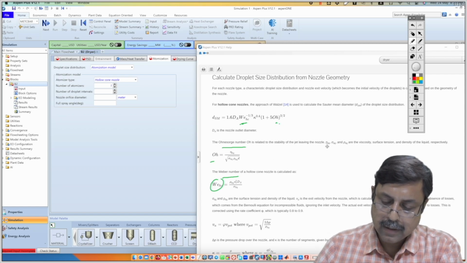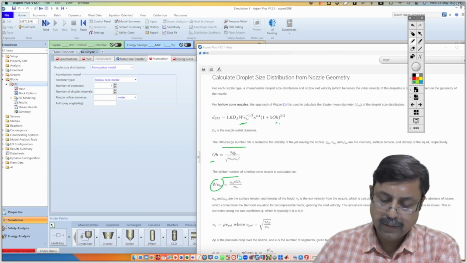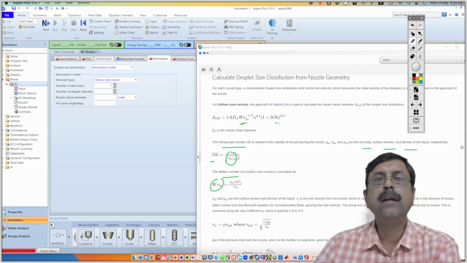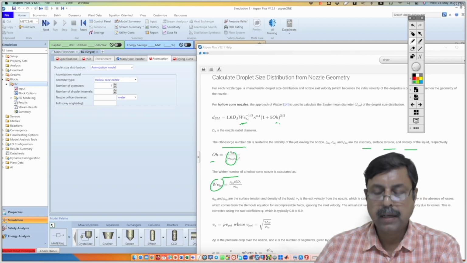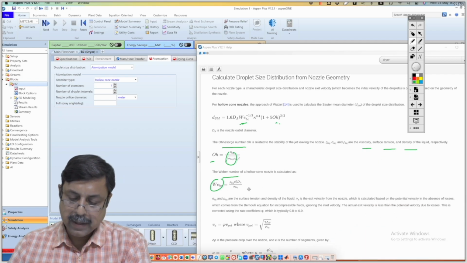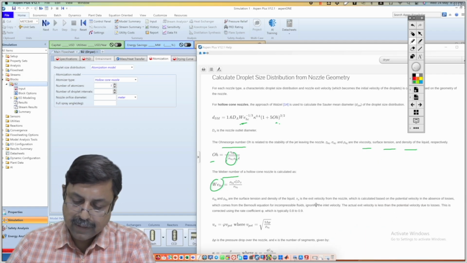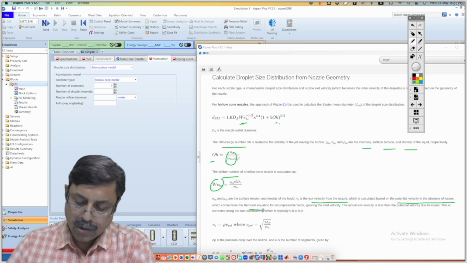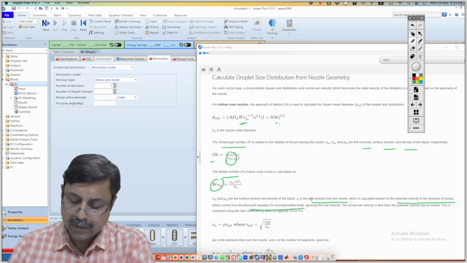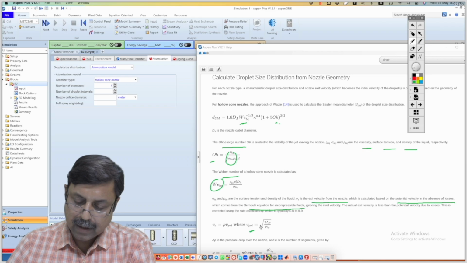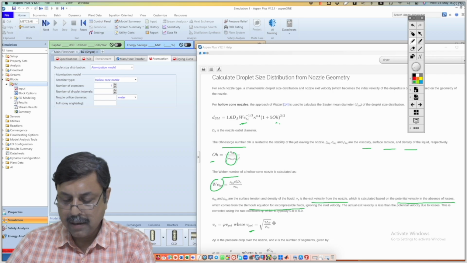How are they calculated? Based on these quantities, and their viscosity, surface tension and density of the liquid, all of them are obtained from the property database. And for the Weber number, you want Va, which is the exit velocity from the nozzle. This is calculated from the potential velocity in the absence of losses, which comes from Bernoulli's equation for incompressible fluid. So this is the data Vpot, that is the potential velocity, and it is from delta P.